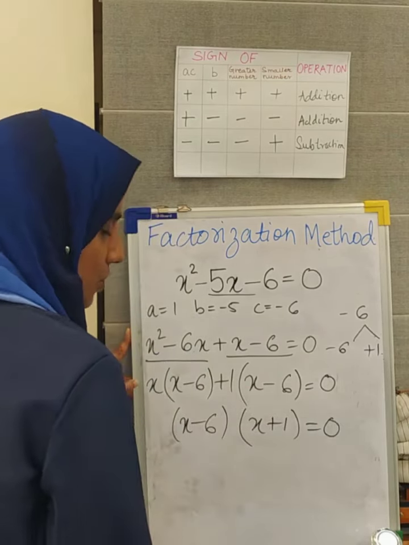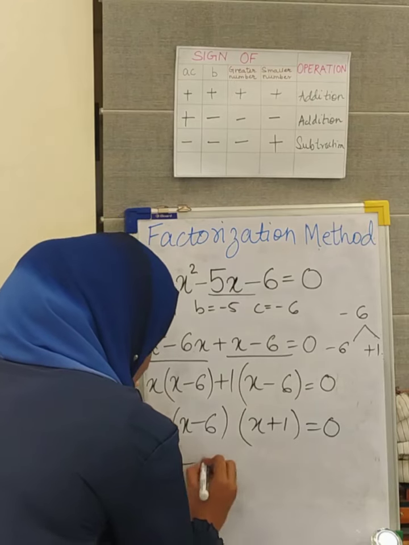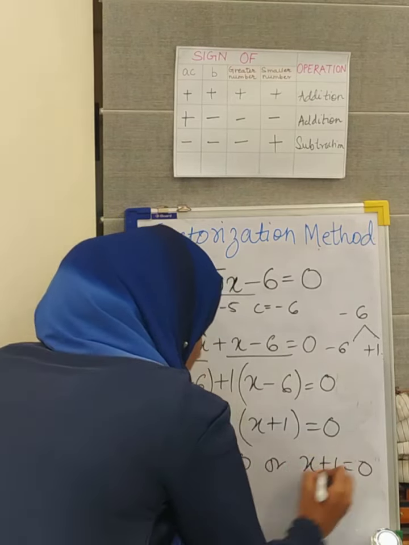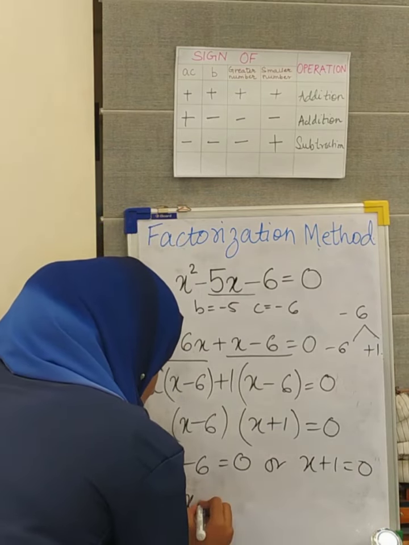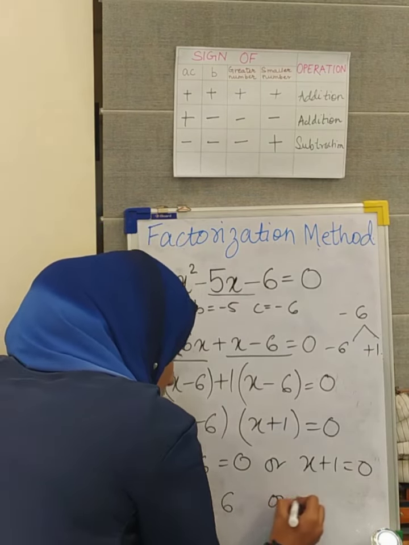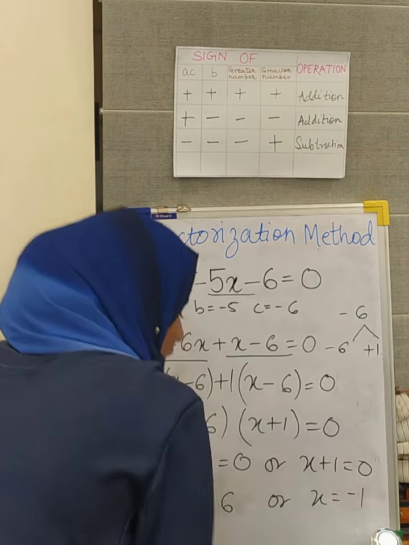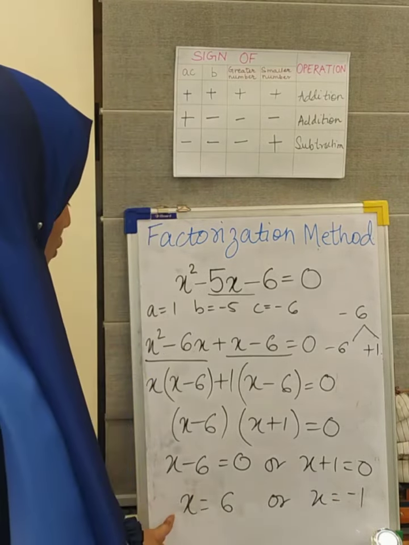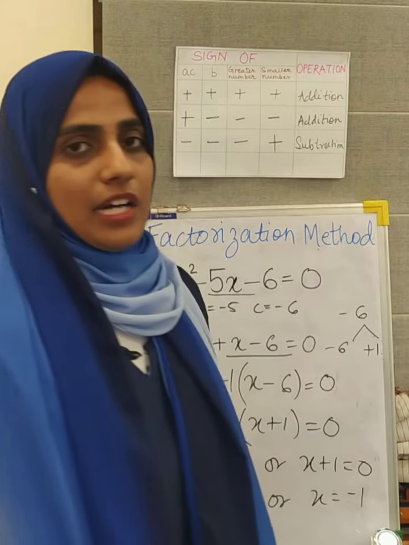The product of two terms is 0. Then either the first one is 0 or the second one is 0. So x minus 6 is equal to 0. That is, x is equal to 6 or x is equal to minus 1. The roots of this quadratic equation are 6 and minus 1.